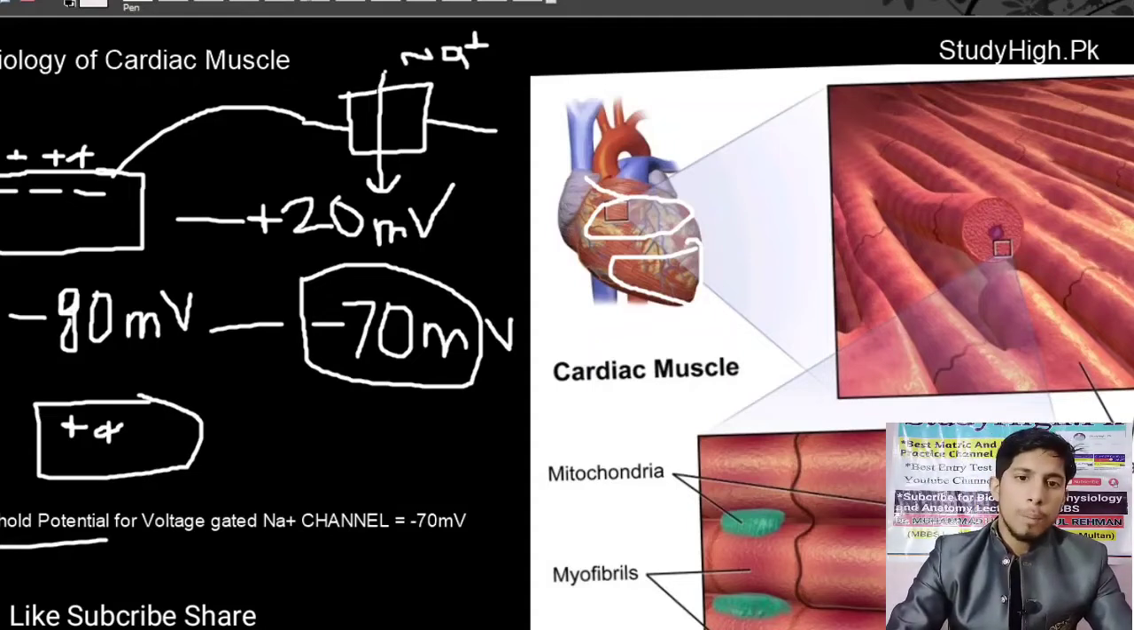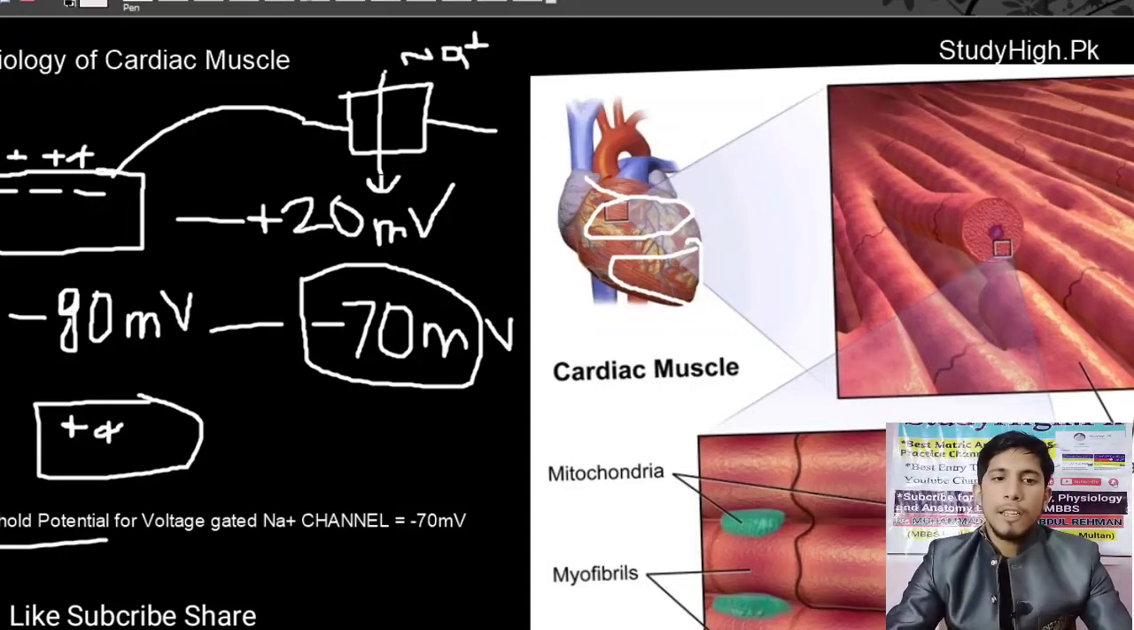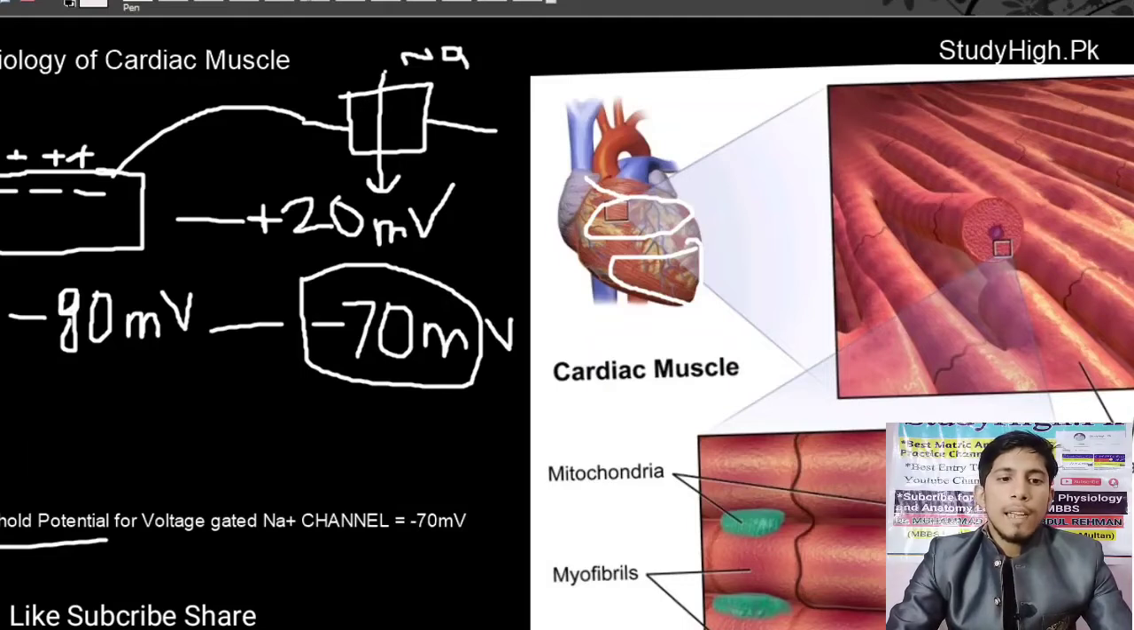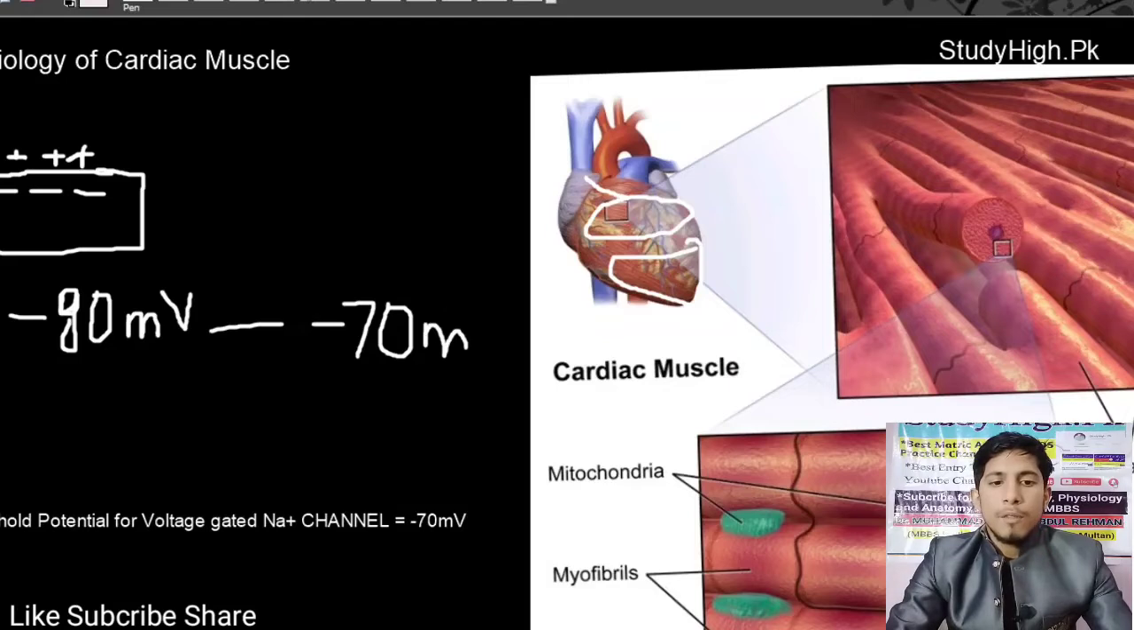And when sodium channels open, a large amount of sodium from the extracellular matrix starts moving towards the inside, and the membrane becomes more negative outside and positive inside. Now I am going to show you how intercalated discs are involved in the transport of nerve impulses or action potential from one cell to another cell.